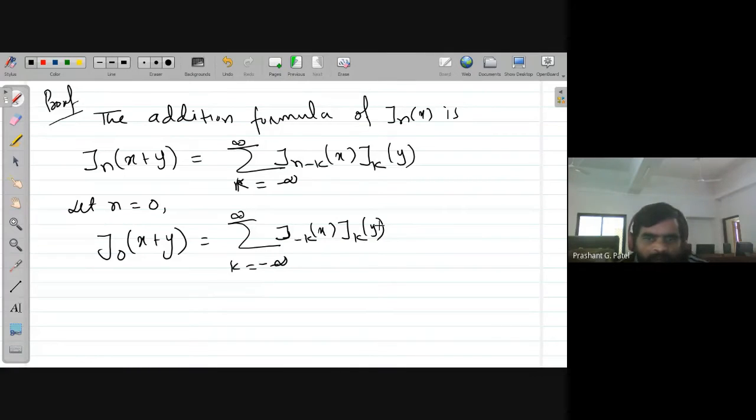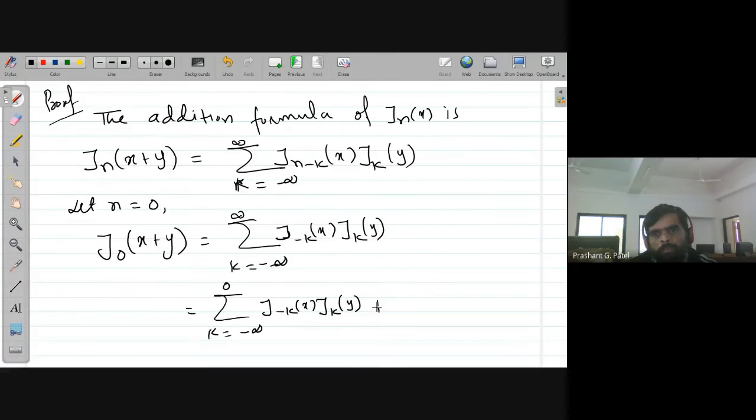into a summation for the negative index and a summation for the positive index, so that we have the summation k running from minus infinity to 0 of J minus k x Jk y, plus the summation k running from 0 to infinity, or I can say 1 to infinity, of J minus k x Jk y. So we write this separately for negative index and positive index.